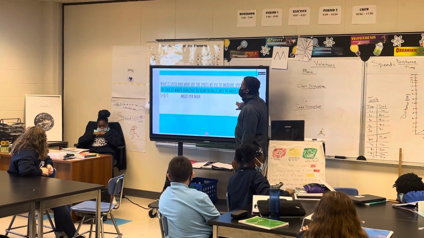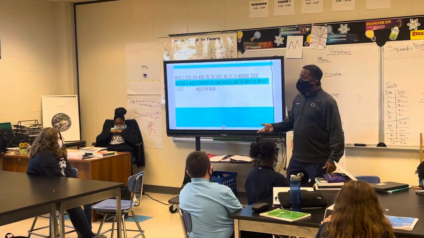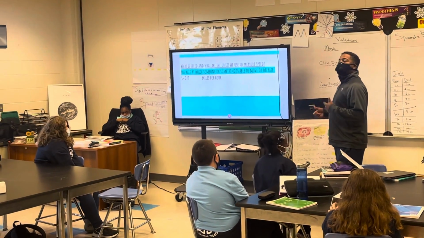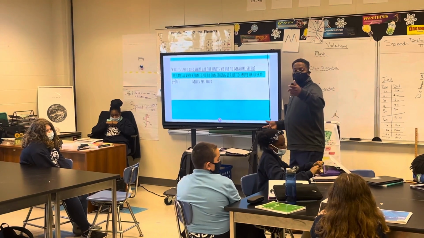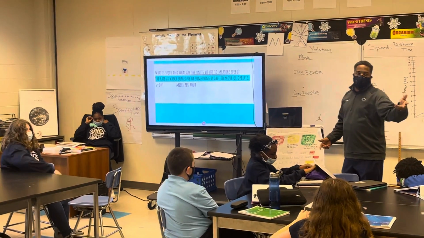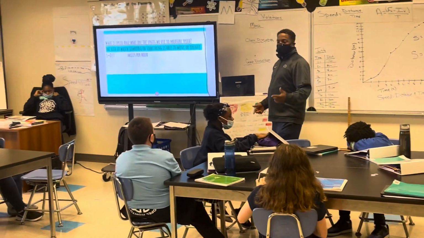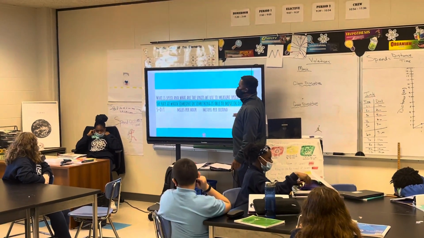So typically, if you're old enough to drive, we'll use miles per hour. But for science, what are the units that we typically use? Cam? Miles per second. Nah, you're jumping ahead of me right now. Meters per second. Jordan? Meters per second. That's what we generally use in science. Meters per second.